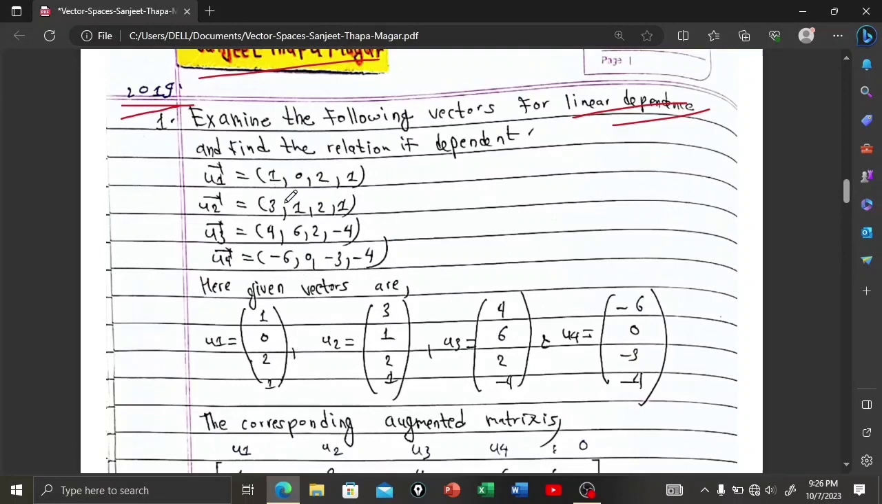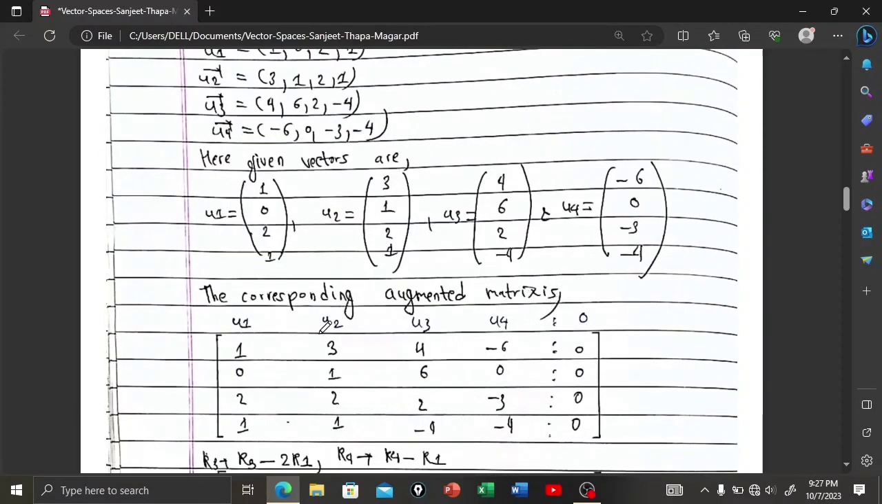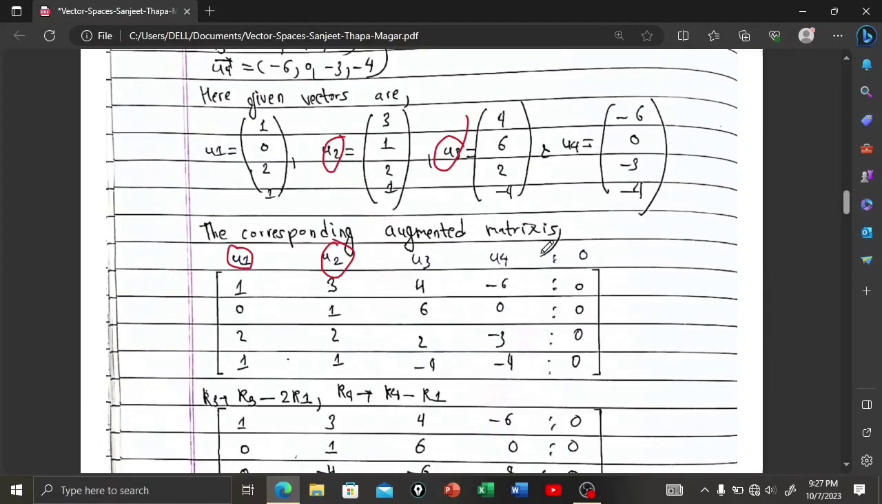Now the vectors are 1, 0, 2, 1. If you remove the commas and write in vector form, u1 is 1021, u2 is 3121, u3 is 462 minus 4, and u4 is minus 60 minus 34. And the corresponding matrix is, for u1, 1021, for u2, 3121, for u3, 462 minus 4, and for u4, minus 60 minus 3 minus 4.